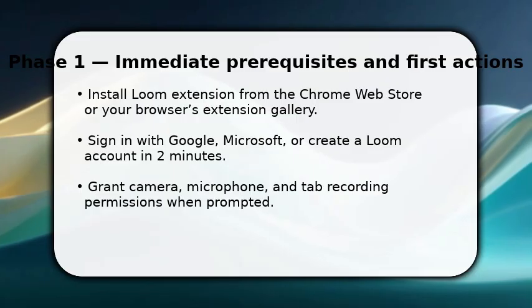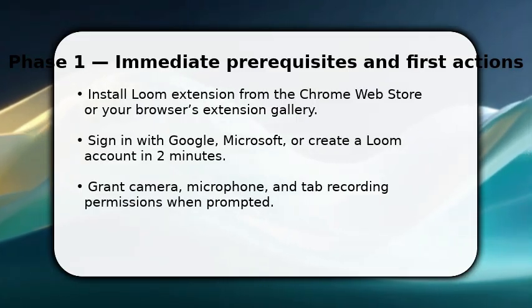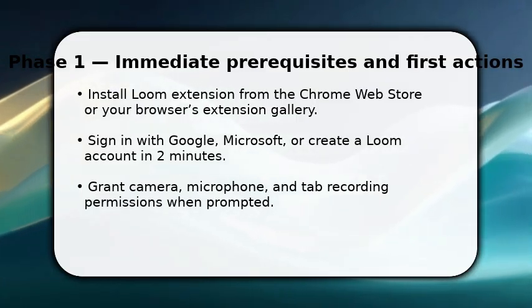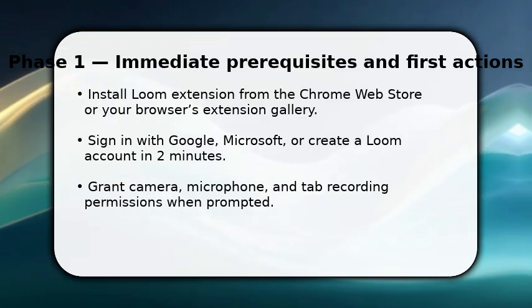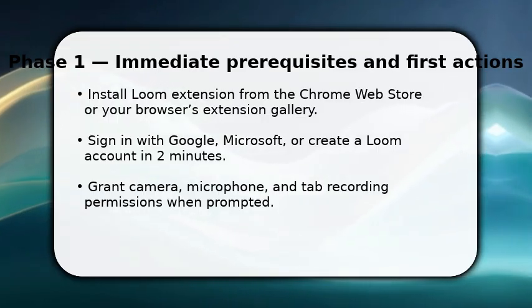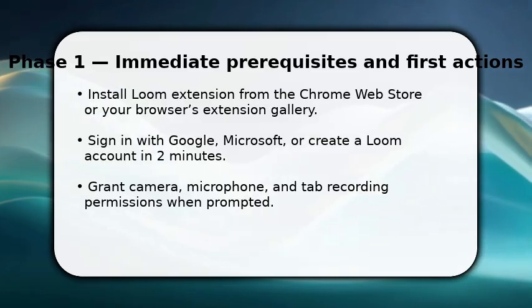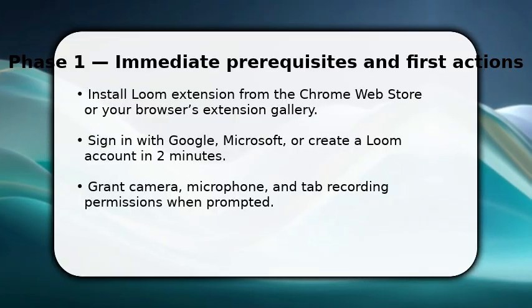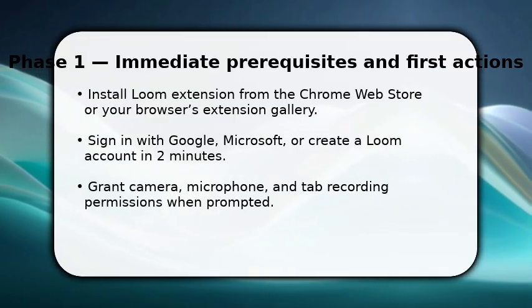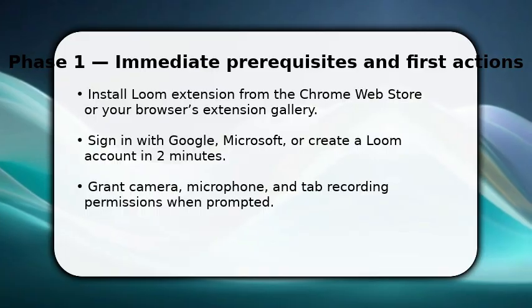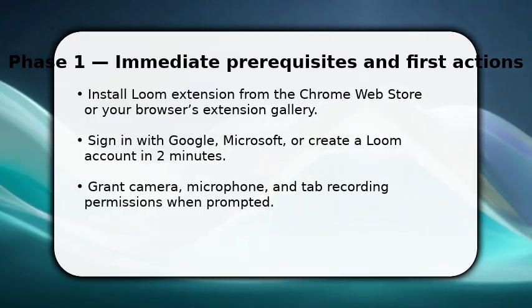You're ready to begin. Click the Loom extension icon in your browser toolbar, then sign in with Google or Microsoft so your recordings link to your account. Once done, allow camera and microphone access. This is required for voice and face cam. Make sure to enable tab audio if you plan to capture internal sound. Otherwise, you'll only get microphone audio.